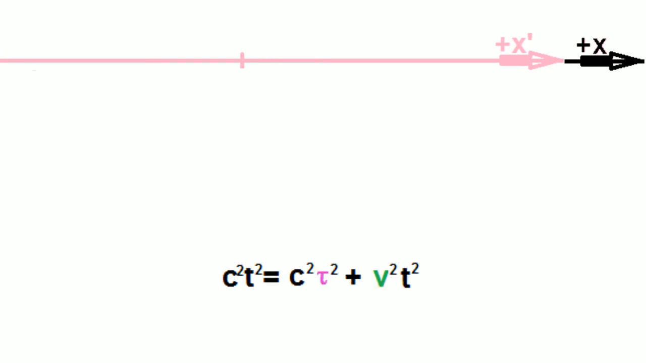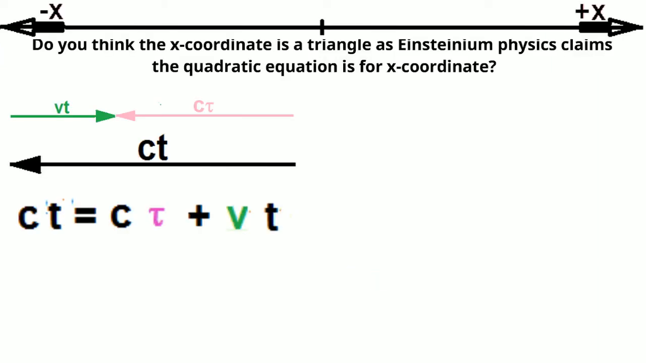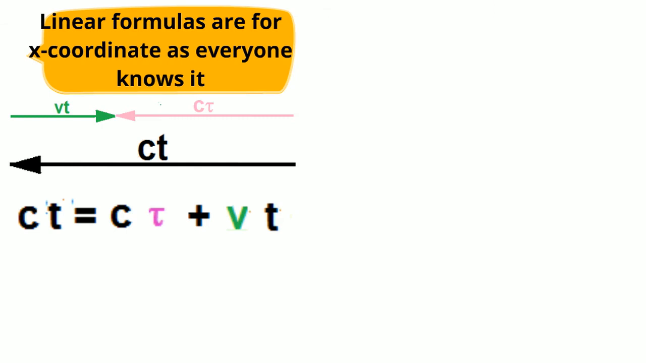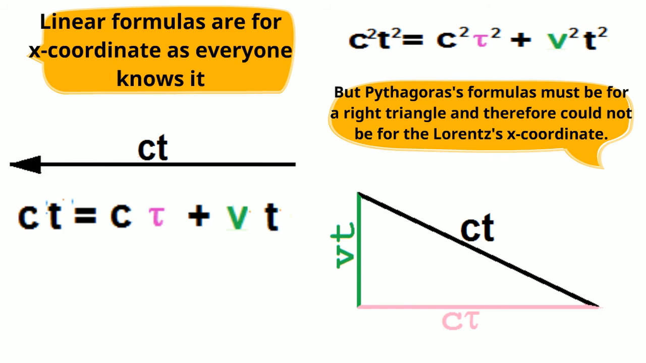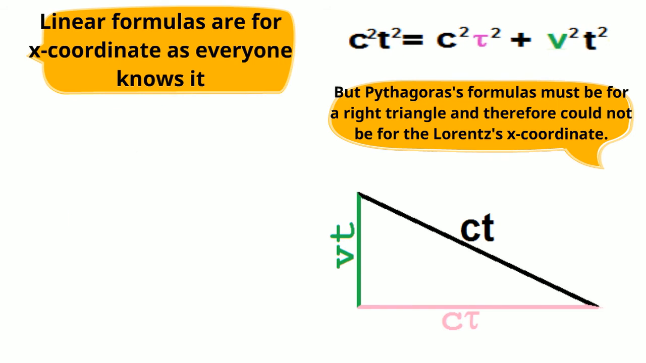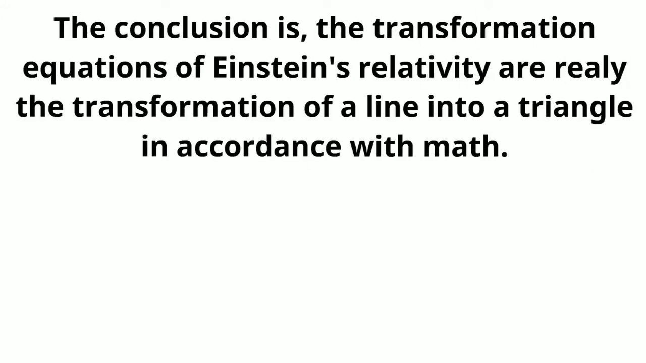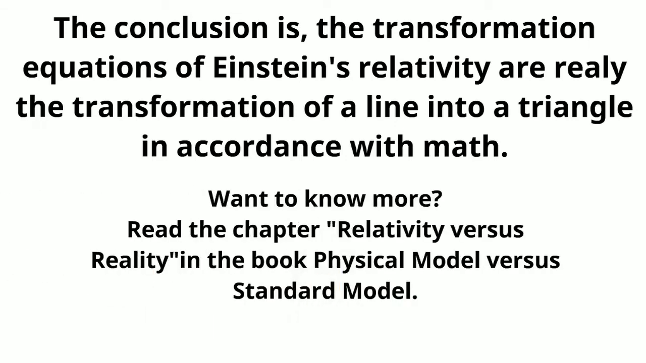Do you think the x coordinate is a triangle, as Einsteinian physics claims the quadratic equation is for the x coordinate? Linear formulas are for the x coordinate, as everyone knows. But Pythagoras's formulas must be for a right triangle, and therefore could not be for Lorentz's x coordinates. The conclusion is, the transformation equations of Einstein's relativity are really the transformation of a line into a triangle in accordance with math.